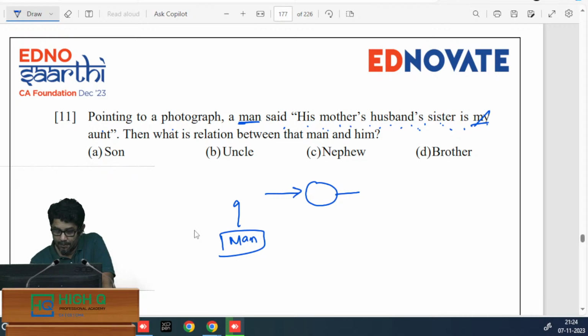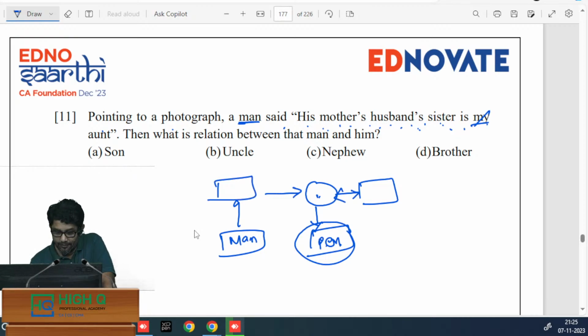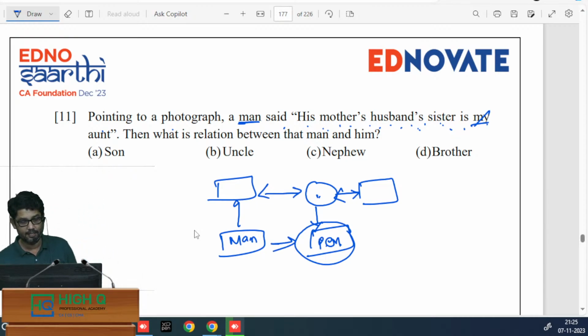Okay. His mother's, this is what we are talking about. His mother's husband's sister is my aunt. So this is what? Our mother's husband's sister is my aunt. So again we are talking about the person. When we talk about the person, actually they are husband and wife. This is what we are getting. So he is brother, my dear. Brother is the right answer.